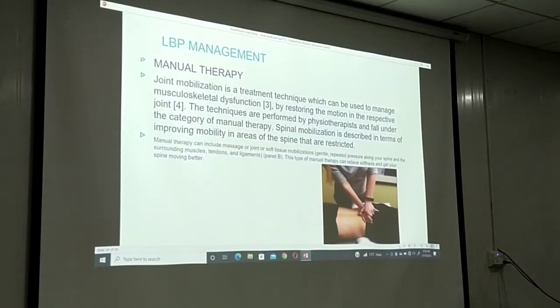Spinal mobilization is described in terms of improving mobility in areas of the spine that are tested. If the lumbar spine is stiff, if the mobility of the lumbar vertebrae is restricted, we apply manual mobilization, posterior anterior glide, to increase the flexibility of the lumbar spine. Transverse glide is there, posterior anterior glide is there, AP glide is there.